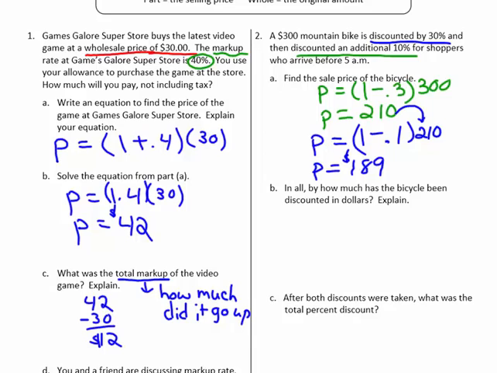In all, by how much has the bicycle been discounted? So we're going to take our original 300, where we ended up 189, and we're going to subtract those, which is $111.